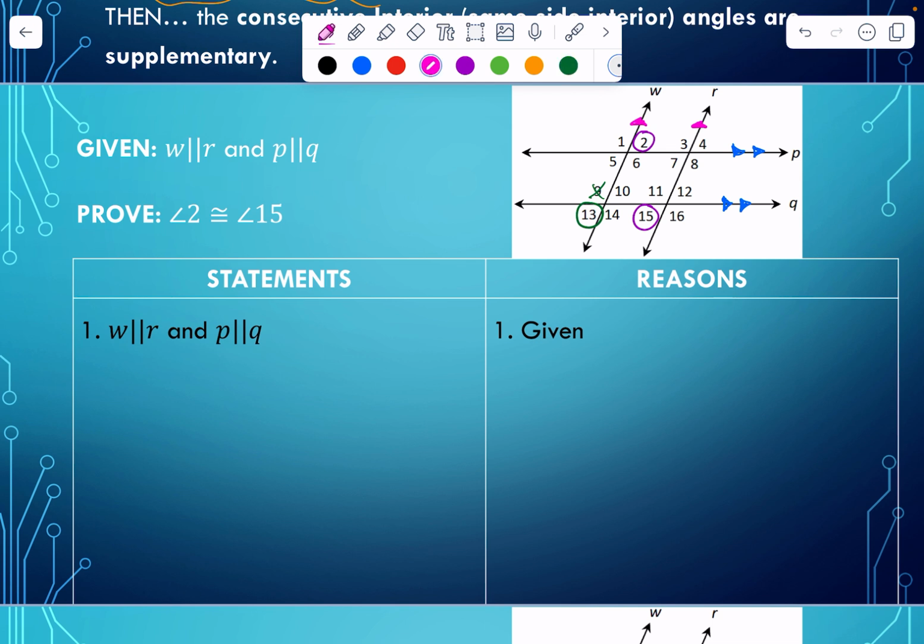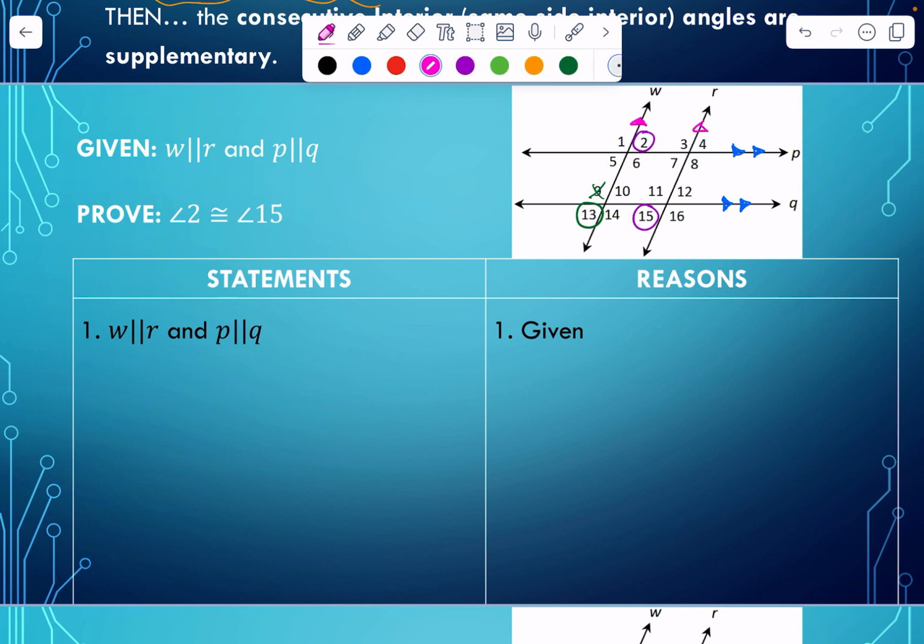There are several here though. For example, you could do angle 4. Angle 4 is corresponding to angle 2 and it's an alternate exterior to angle 15. You could also do angle 7, alternate interior to 2 and corresponding to 15. You could also do angle 10, corresponding to 2 and alternate interior to 15. But I'm just going to do the 13, since I found that one first.